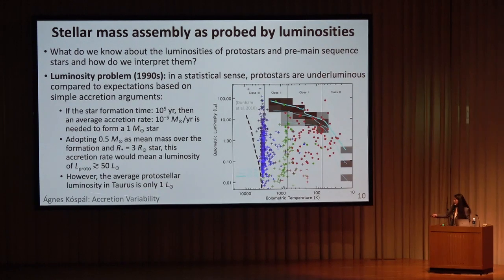But actually, the measured average protostar luminosity in Taurus, for example, is only about 1 solar luminosity. This is illustrated here in this graph, where I'm plotting the bolometric luminosity as a function of bolometric temperature. The latter is used as a proxy for age. And you can see that the observed dots are all below these model predictions.